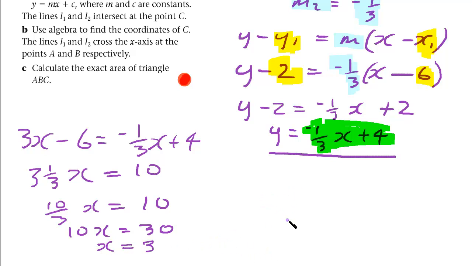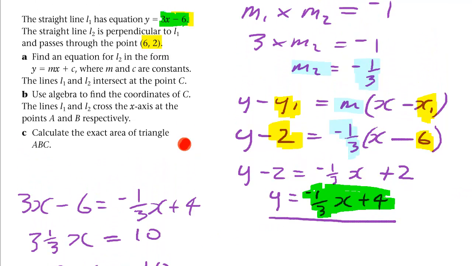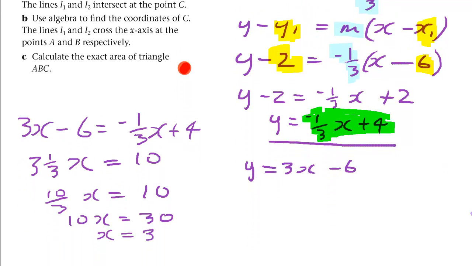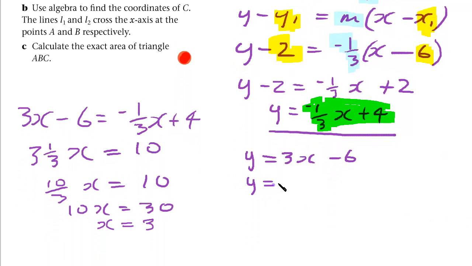Now we need to find out y. The easiest equation probably to use to find y is y equals 3x minus 6, because there's no fractions in there. And most people are not a big fan of fractions. So let's use y equals 3x minus 6. So y equals 3 times 3 minus 6. That's 9 minus 6. So y equals 3. So the point C is at the point (3, 3).